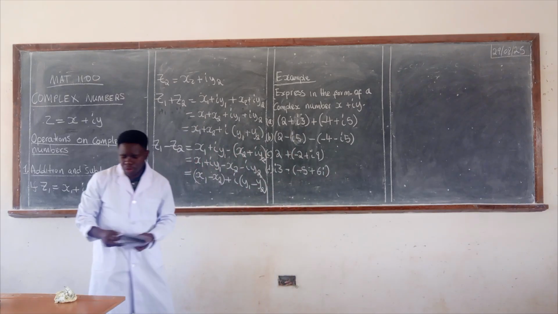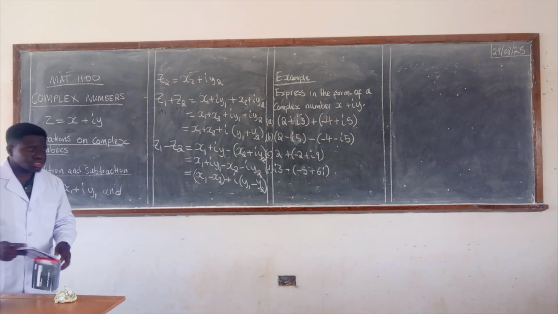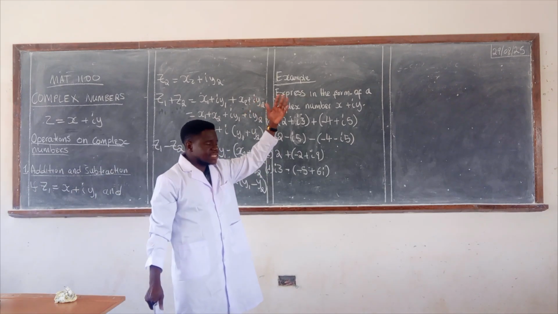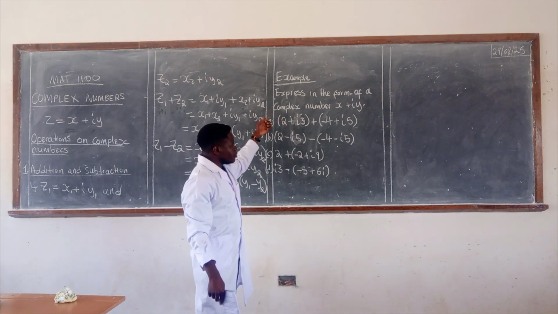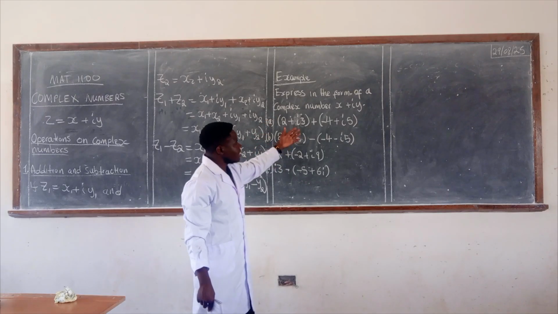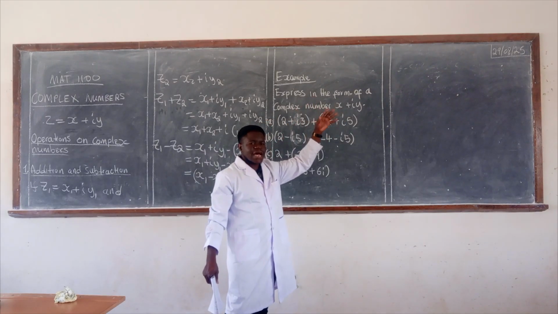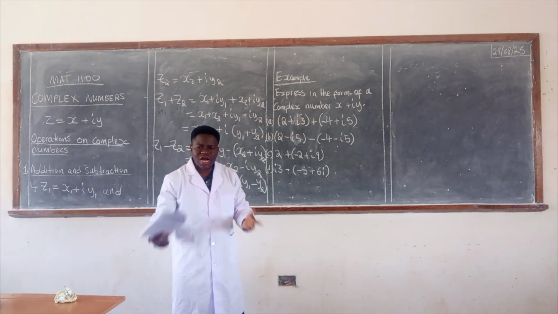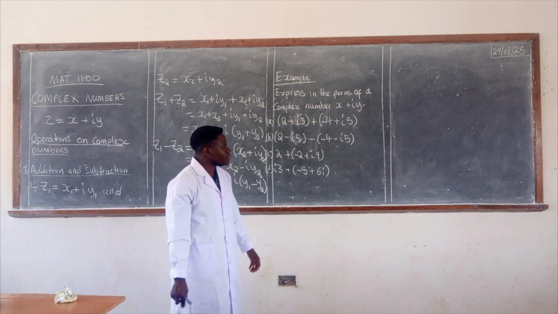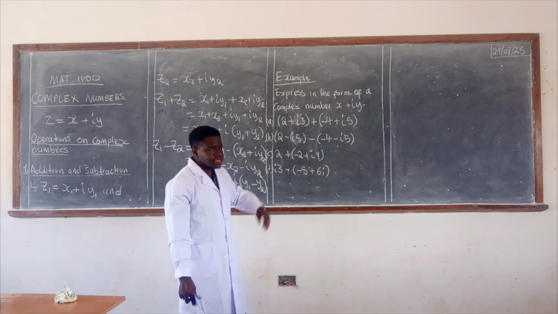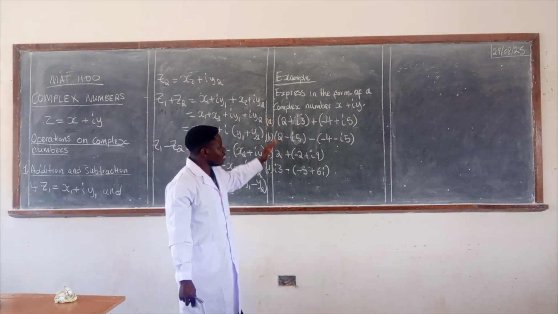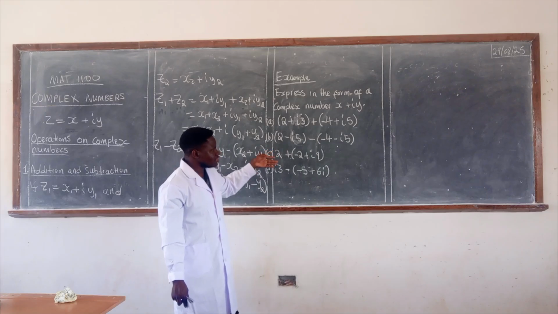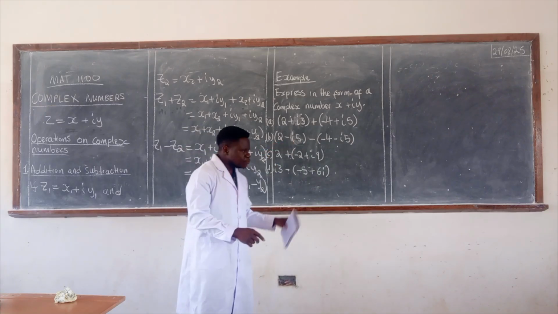In this question, they have just told us to express the expressions in A, B, C, and D in the form x plus iy. So it's up to you to identify whether we're going to add or subtract these complex numbers. You can pause the video and try to answer these questions, and then I can continue. So just pause the video right now.